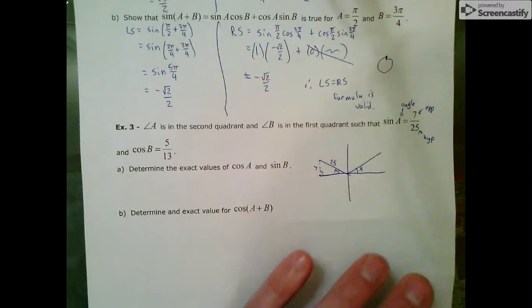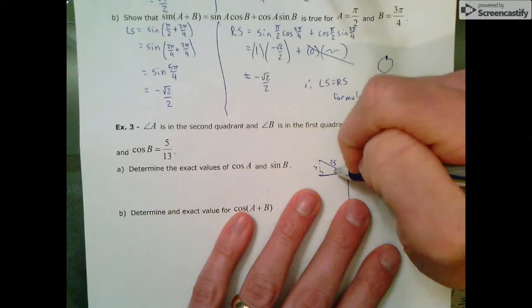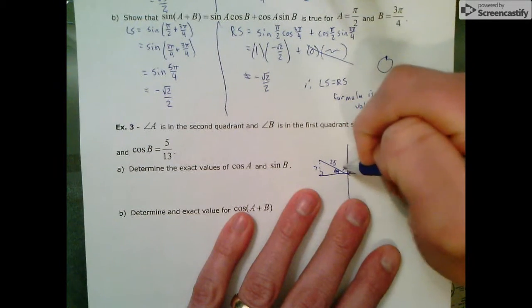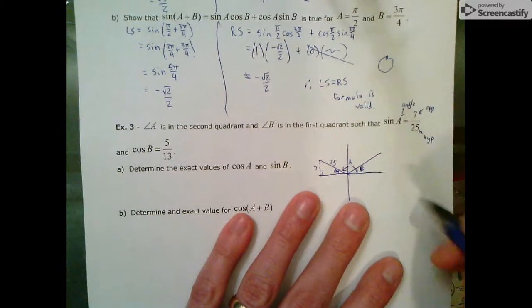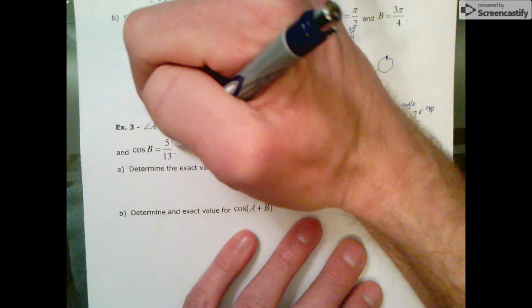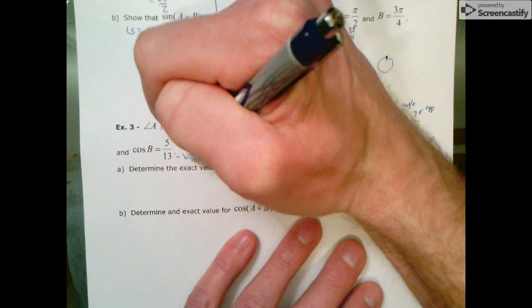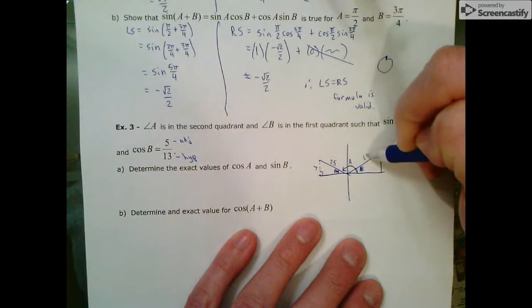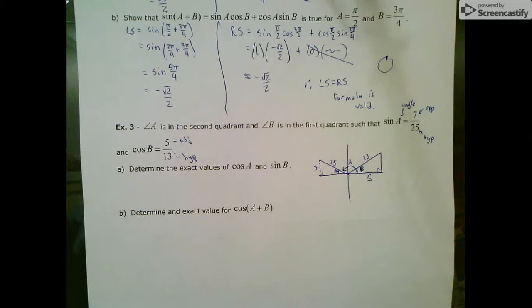And then we have B. Excuse me, this is not A. This is A. And then we have another triangle here with B. And B is going to be, remember, cos of B is the adjacent side over its hypotenuse. So its hypotenuse is 13, and its adjacent side is 5.